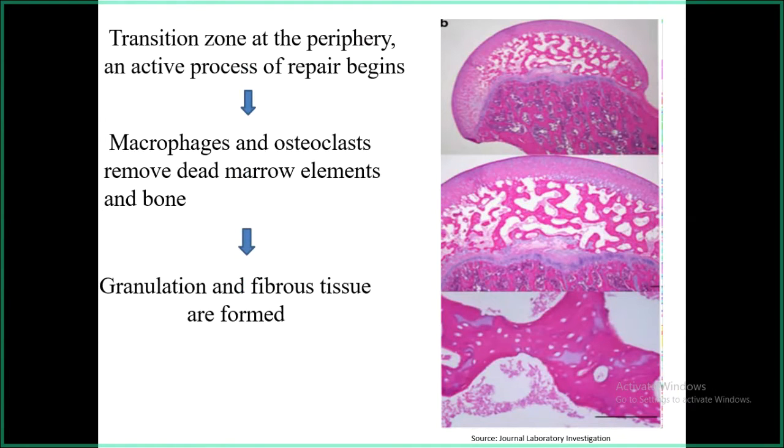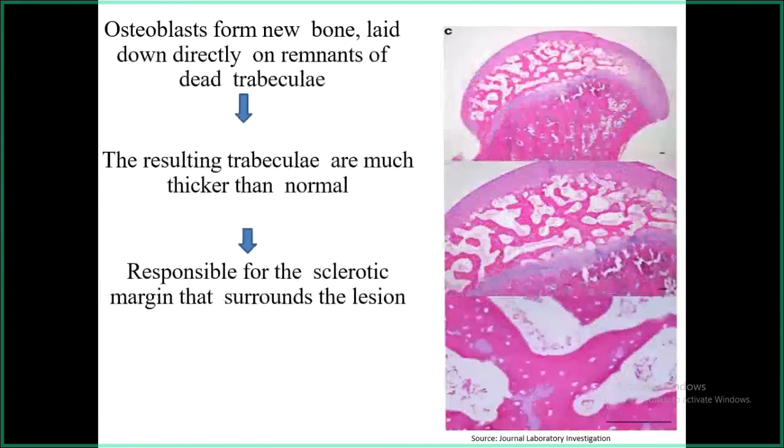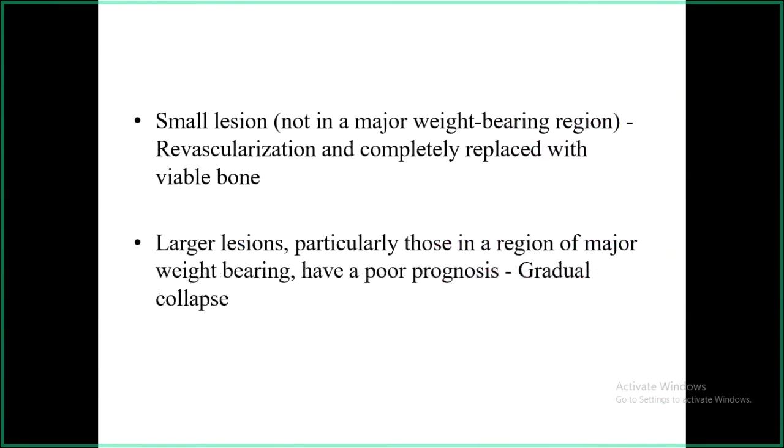This histology shows some pictures of the transition zone as well as some lacunar changes. Macrophage infiltration is also seen. Macrophages and osteoclasts remove dead marrow elements and bone, and ultimately granulation and fibrous tissues are formed. The osteoblasts form new bone, which is laid down directly on remnants of the dead trabeculae. The resulting trabeculae are much thicker than normal, so they are immature trabeculae, which is responsible for the sclerotic margin that surrounds the lesion. There may be a small lesion or a larger lesion.